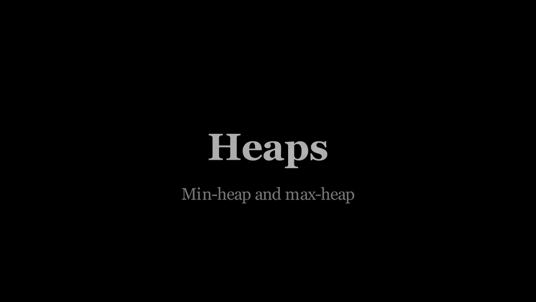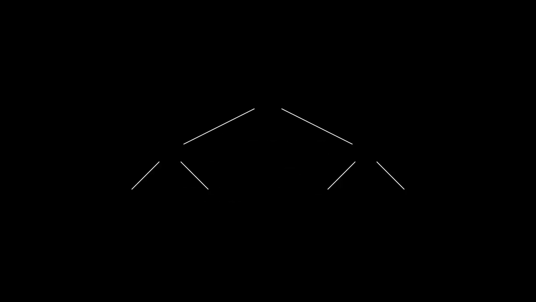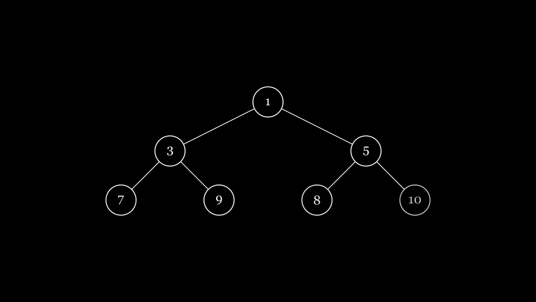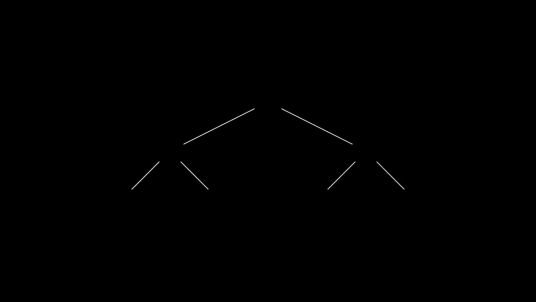A min-heap is a binary tree with one strict rule. Every parent is smaller than or equal to its children. That means the smallest value in the whole heap is always sitting at the root, ready to grab in constant time. Notice we don't care about left versus right ordering, only parent versus children. The tree also has to be complete, filled level by level, left to right. No gaps.